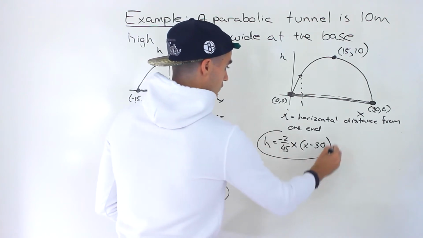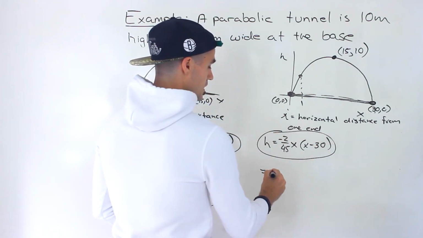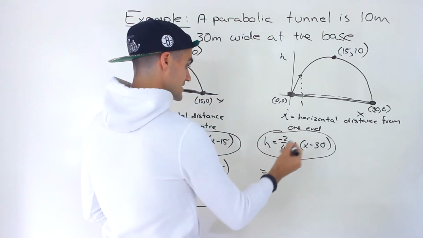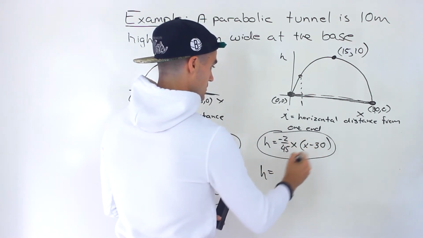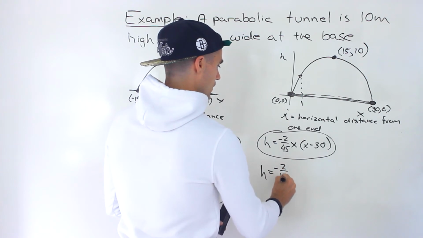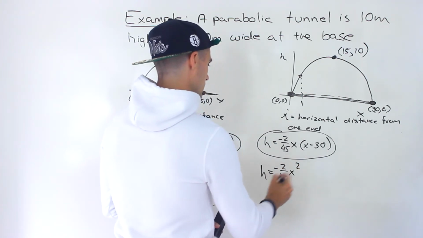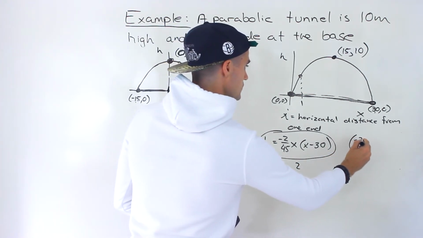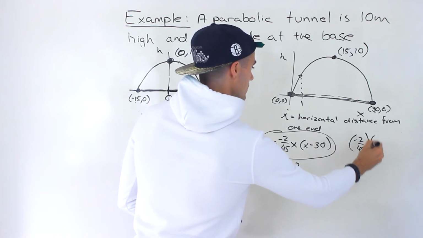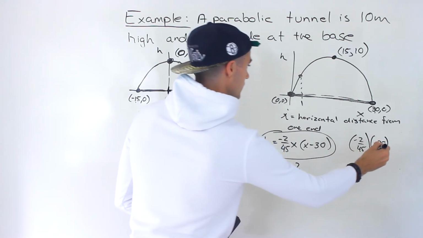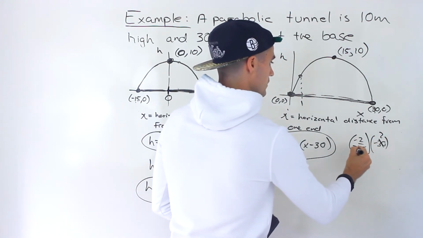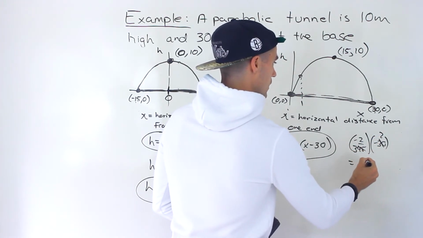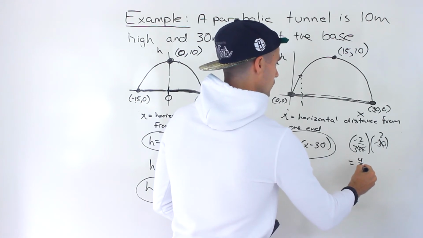Now, this is the factored form. If you want to get the standard form, you can just expand it. So this times that would be negative 2 over 45 x squared. And then what is negative 2 over 45 times negative 30? This would be what? 30, 15, like that. So it would be positive 4 over 3.